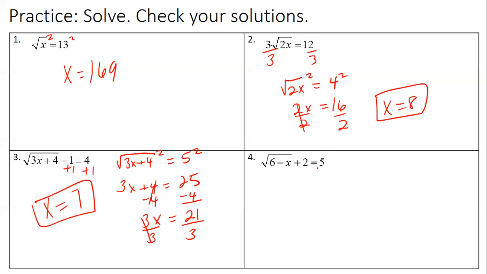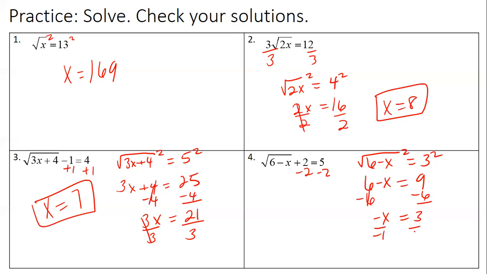All right, last one. What was our first step? Minus 3. And we're left with the square root of 6 minus x equals 3. Then square. And we're left with 6 minus x equals 9. And then minus 6. And we're left with negative x equals 3. Then divide by negative 1. So what is x? Negative 3. Good job. All right, how do we feel? Pretty easy? All right, all right.